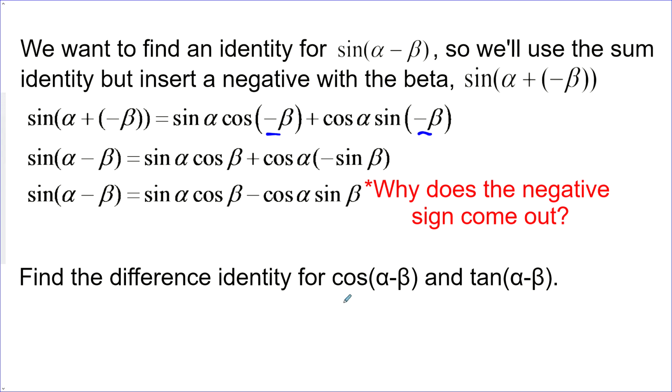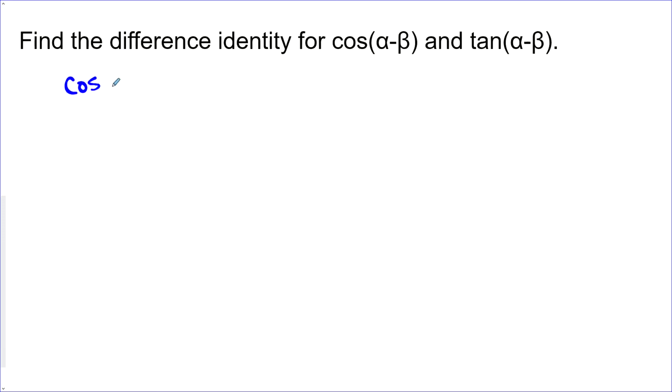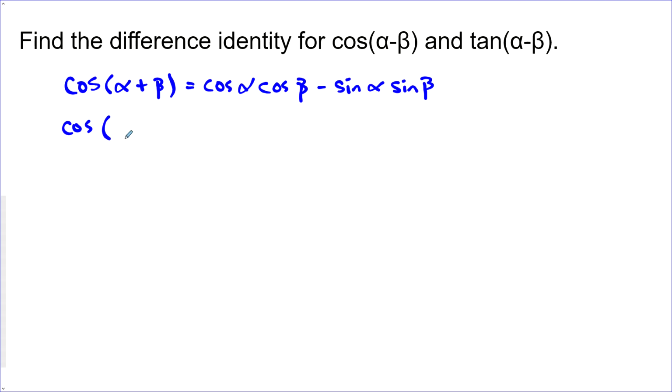Take a few minutes, find cos and tan's difference identity. Cos's sum identity is cos alpha cos beta minus sine alpha sine beta. We just need to put a negative beta in here. So same procedure as we did before. Plus a negative beta. So everywhere where you see beta, let's put a negative beta instead.